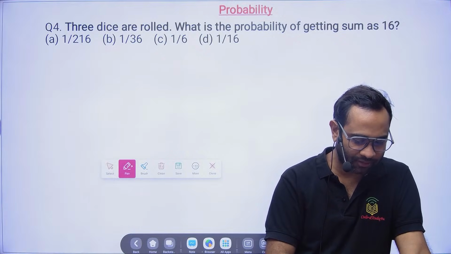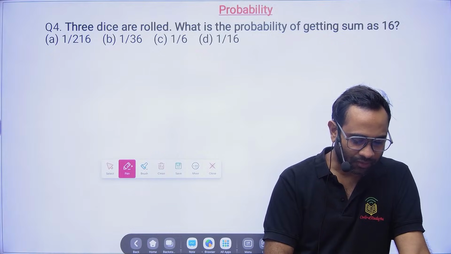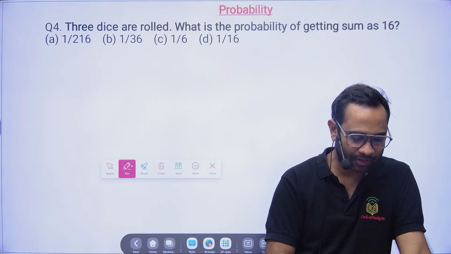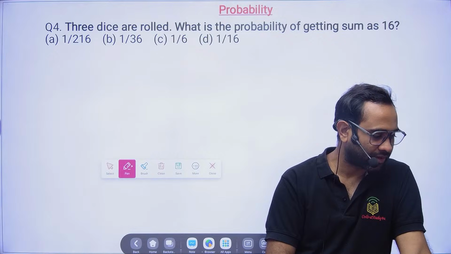So 1 by 36, 1 by 216. Please think a bit and then answer. Please think a bit and then you answer.